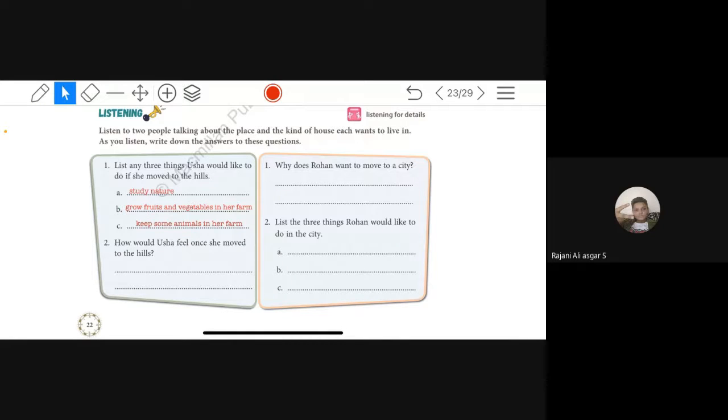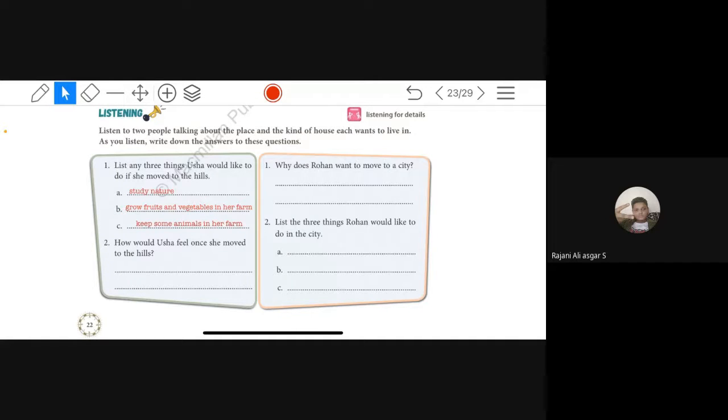Hi, I'm Usha. I live in a city. My lifestyle is quite hectic. I need a change and would like to move to a beautiful farm in the hills. I want to study nature, grow fruits and vegetables in my own farm, and would also like to keep a few animals on my farm. I'm sure I will be more relaxed and less stressed when I start living in the hills.